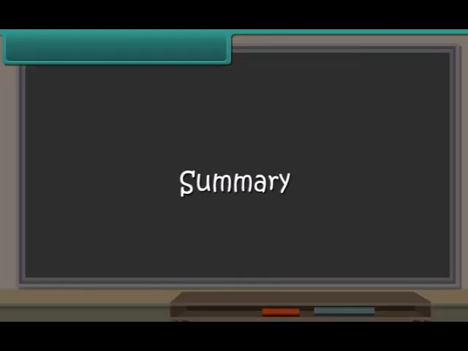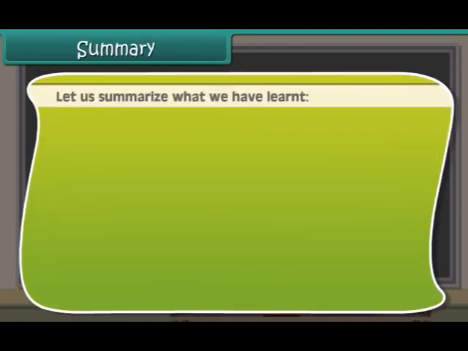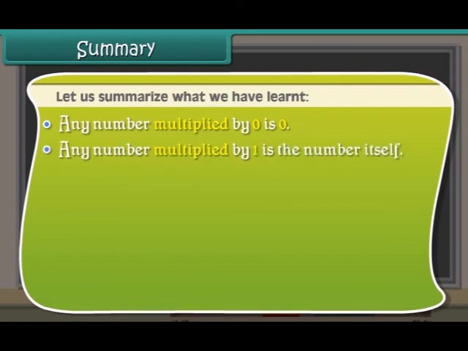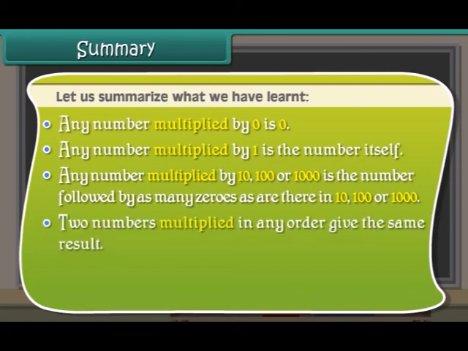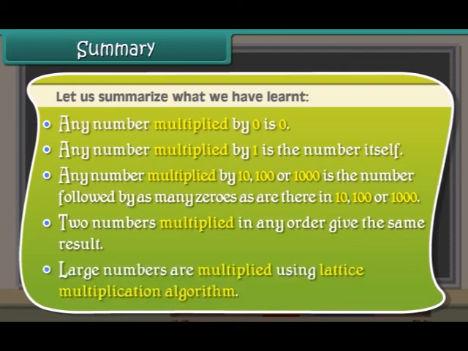Summary. Let us summarize what we have learned. Any number multiplied by 0 is 0. Any number multiplied by 1 is the number itself. Any number multiplied by 10, 100 or 1000 is the number followed by as many zeros as are there in 10, 100 or 1000. Two numbers multiplied in any order give the same result. Large numbers are multiplied using lattice multiplication algorithm.